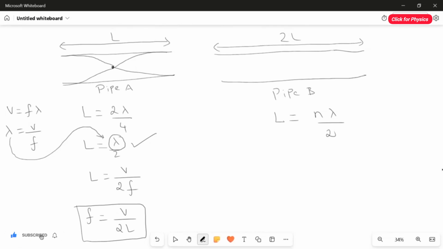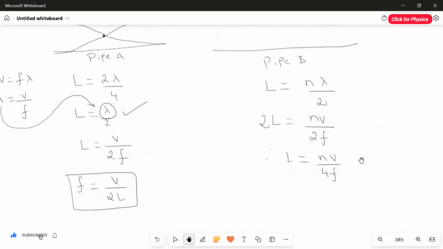Now I'm going to do the same thing. In place of lambda, we can substitute V over F. Therefore, L is equal to N V over 2F. But here the length is not L. What is the length? The length is 2L. So therefore, the length is equal to N V over 4F. Let's compare pipe A with pipe B, because both have the same left hand side of L. So I'm going to equate this term with this term.